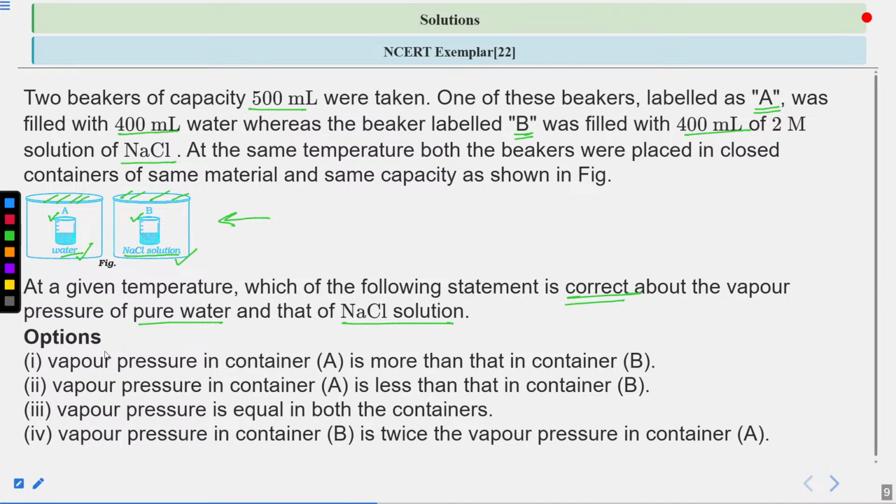So, the options are: vapor pressure in the container A is more than that in the container B; vapor pressure in the container A is less than that in the container B; vapor pressure is equal in both the containers; or vapor pressure in the container B is twice the vapor pressure in the container A. So you have some time to go through it. After that, we will continue to its correct answer.